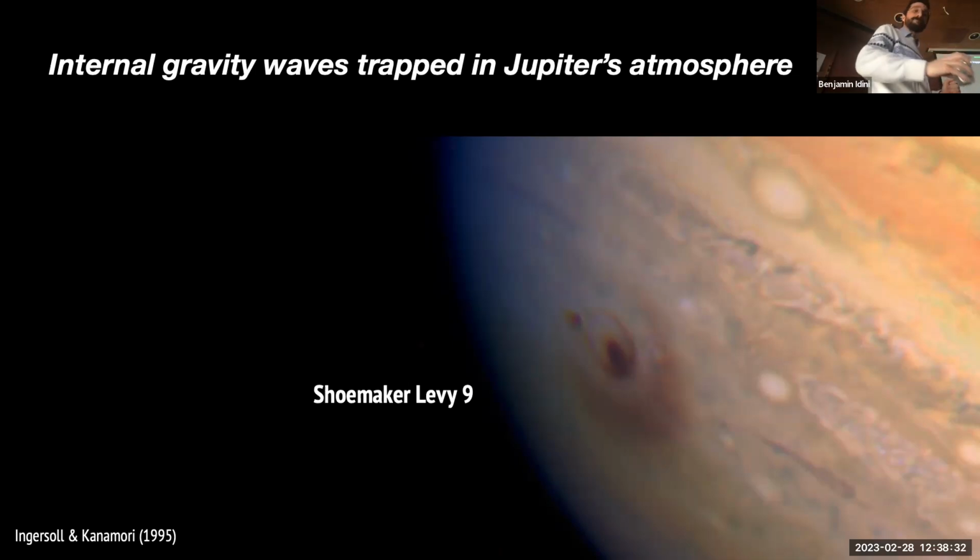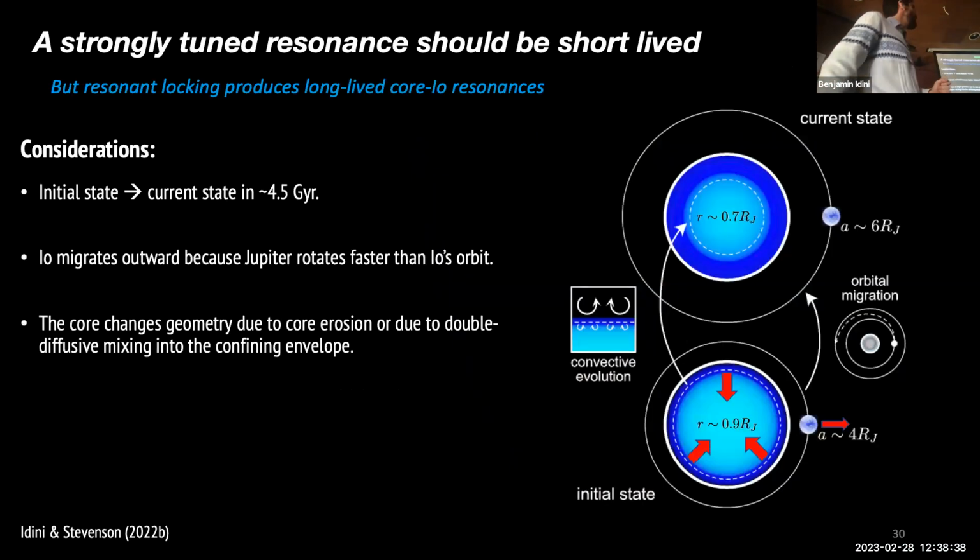But there is a problem. And I will tell you what the problem is, and I will offer you a solution. What is the problem? That we are highly tuning the interior structure to match the frequency of Io. Can we do that? Well, we have different processes associated to evolution and that are a challenge that we need to address. First of all, we think about the system at a different initial state to what we observe today.